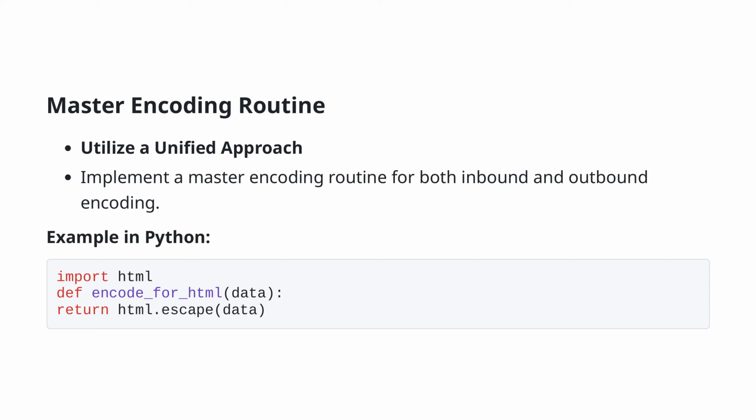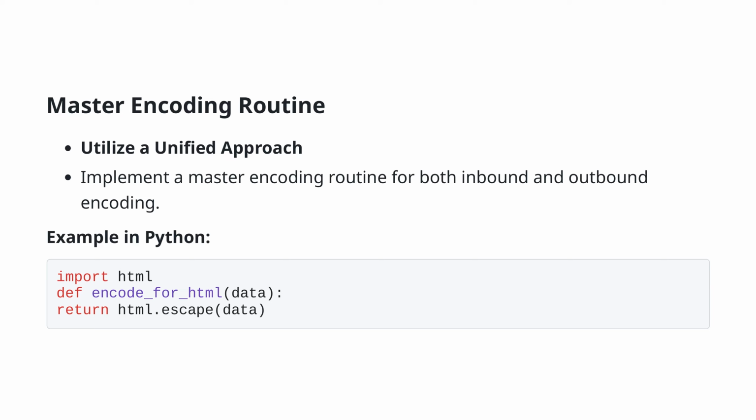By using the html.escape function from the HTML library, we can ensure that any special characters in the input data are properly escaped, thereby preventing potential HTML injection. Let's take a closer look at the provided example. Python: import html, def encode_for_html(data): return html.escape(data). This function, encode_for_html, accepts a single parameter, data, and returns the encoded version of that data.